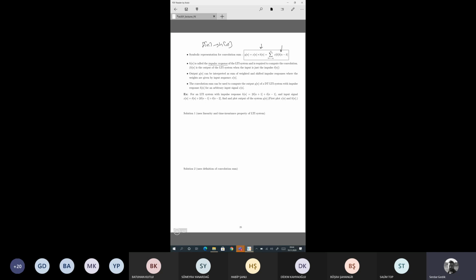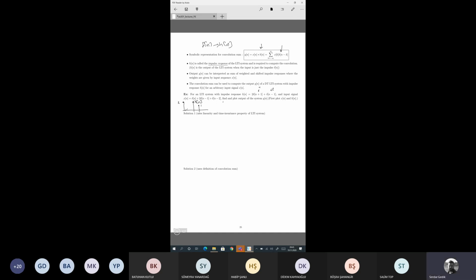At this point, I have an example. I have an LTI system, and the impulse response is 2 times impulse of n plus 1 plus impulse of n minus 1, and I have the input x of n. We are asked to find y of n. We will first start by plotting x of n and h of n. So this is my h of n. This is at minus 1, this is at plus 1. At minus 1, I have 2, and at plus 1, I have 1.